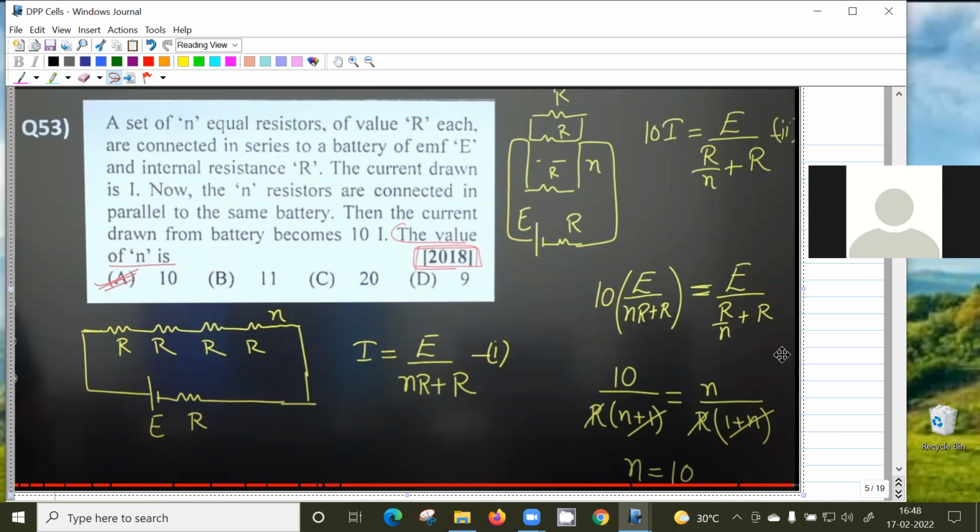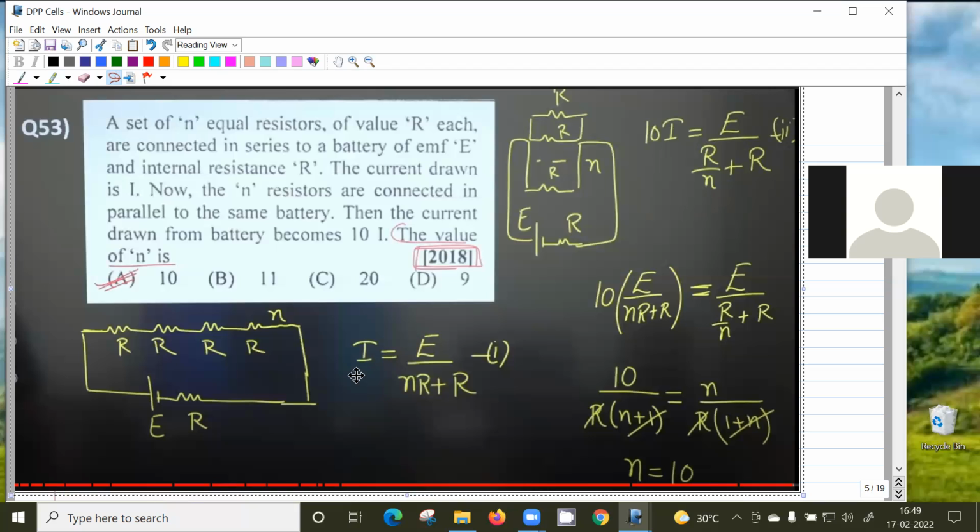That is 10, sir. Answer is 10. So basically, you will have two circuits, no? The current in the first case is this one. In the second case, the current is 10I. But when you have N resistors connected in parallel, the effective resistance is R by N. So in the second case, 10I equals E divided by total resistance, R plus R by N. So you got this equation.